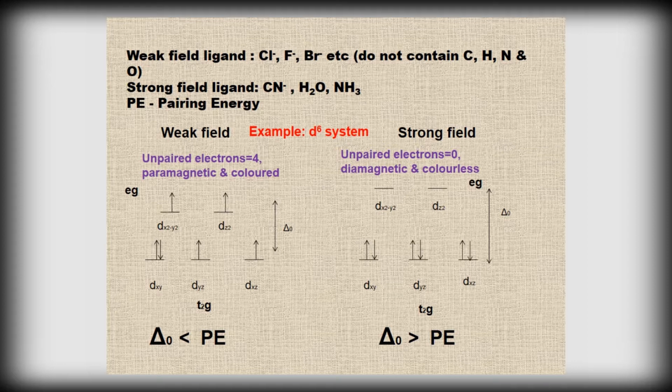In the case of weak field, del naught is less than Pe, where Pe is the pairing energy. Each orbital is singly occupied and then paired in the lower level itself. The unpaired electrons, 4 in number, signify it is paramagnetic and colored. In the case of strong field, del naught is greater than Pe, that is, electrons are filled in the lower orbital itself. No unpaired electrons, so it is diamagnetic and colorless.